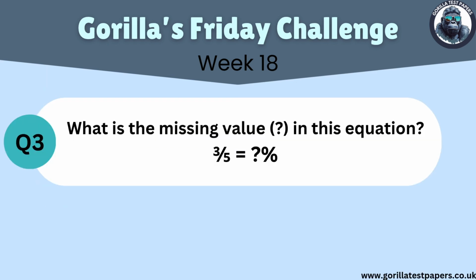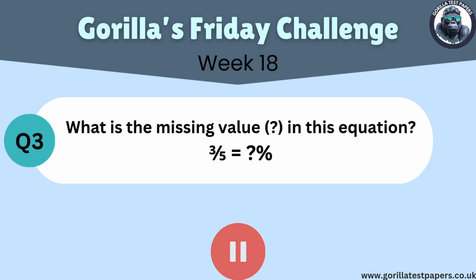This is the next question of the week. The question asks, what is the missing value in this equation? The equation is 3 over 5 equals a missing percentage. Pause the video now to try the question yourself. Alright, let's get into it.